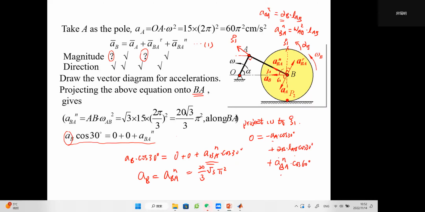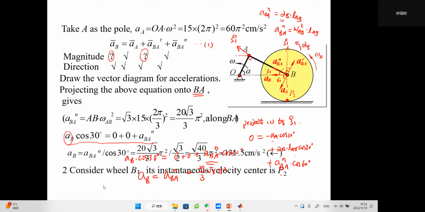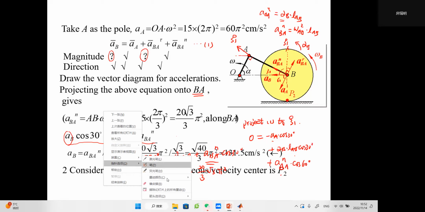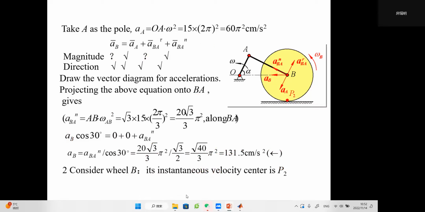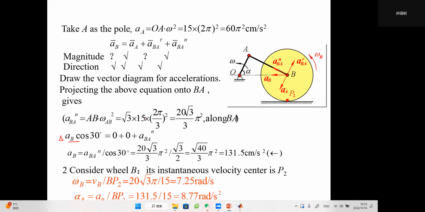So we can use this expression to find the magnitude of alpha B, right? That's how we find the final result. I hope you guys can understand this. So we use this projection. Maybe it's a little bit difficult to understand. We use this projection to find AB, right? Then we use another projection to find alpha B, right? So we can find alpha B.